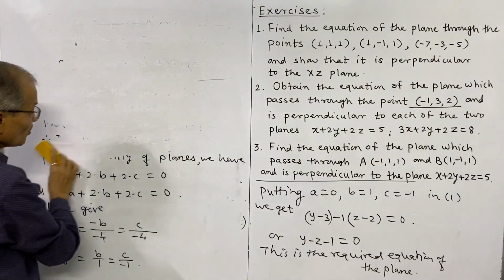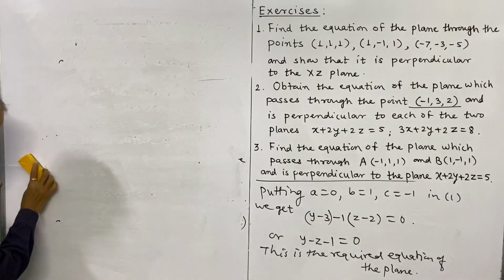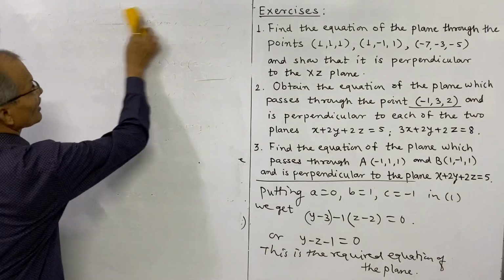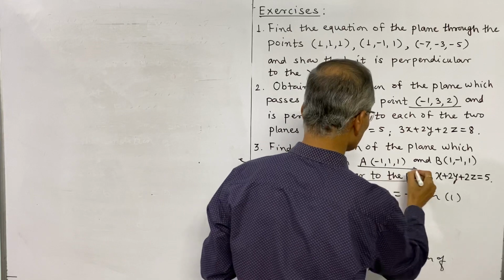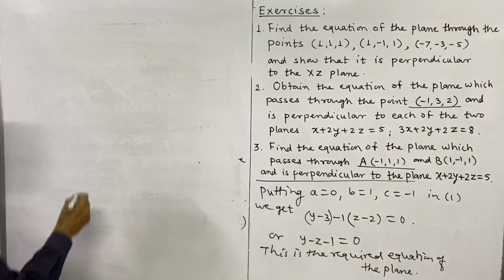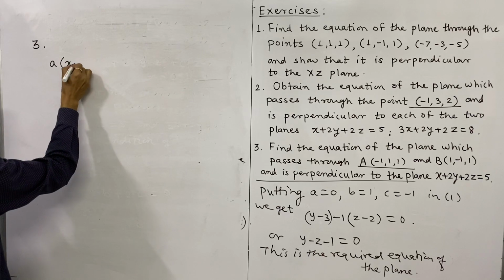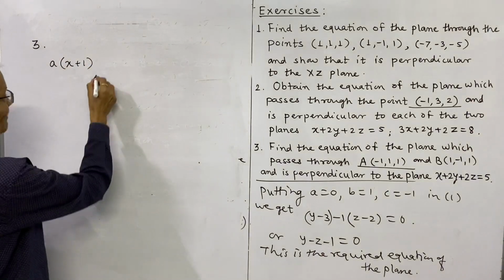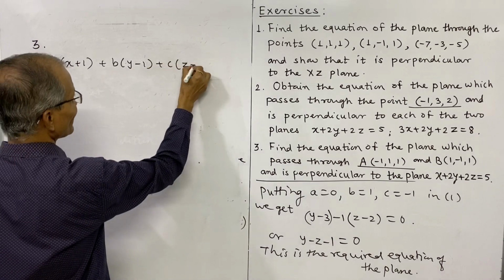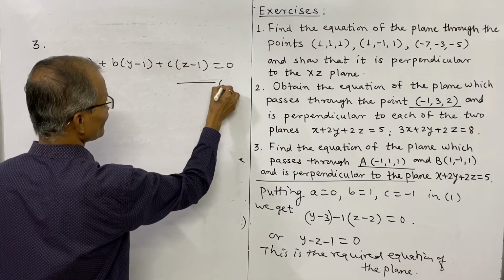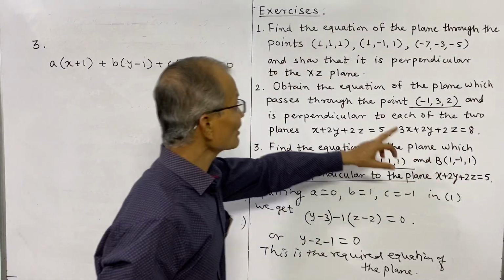What is given? Two points are given. Two points on the plane are given, the plane passes through these two points. And as earlier, we may pick one point and write the equation of the plane. And that will be for the third: a into x plus 1 plus b into y minus 1 plus c into z minus 1 is equal to 0. That will be the first equation.